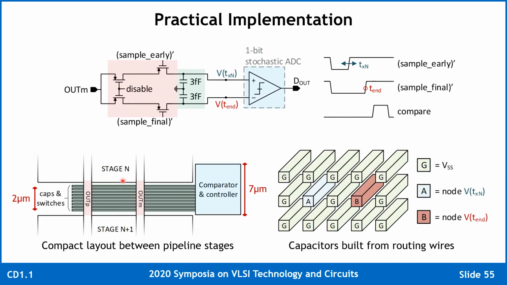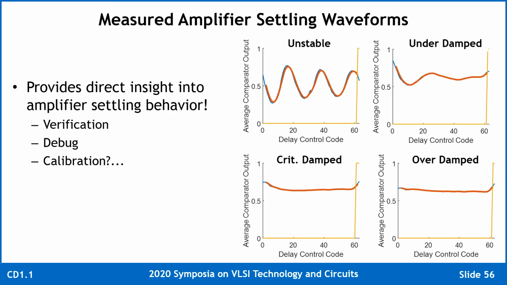At the output of a pipeline stage, the switches can be placed underneath the output lines, and then the capacitors are implemented simply as the routing wires going from the switches into the comparator and controller using this capacitor wire structure shown here. Putting this all together, implementing it, and measuring it in silicon, we see the following measurement results, which provide exciting and direct insight into amplifier settling behavior that we really haven't been able to see before.